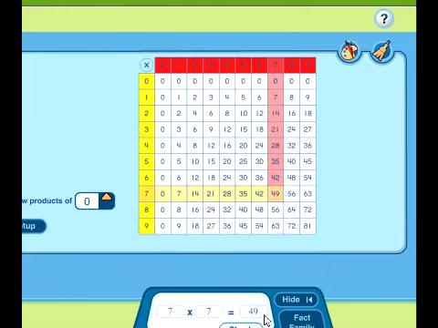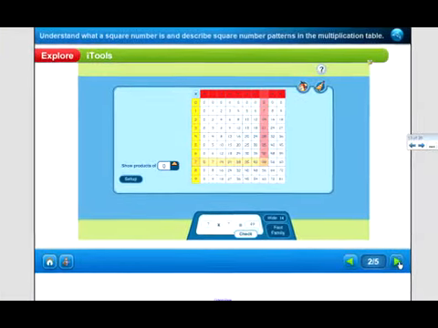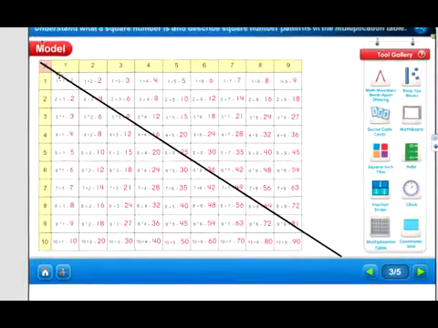Not 70. 49. Right there. 7 times 7 equals 49. I want you to remember those, because these 7 times 7, those are factors, and it equals 49. 49 is a square number. Well, let's look at it a little bit closer.